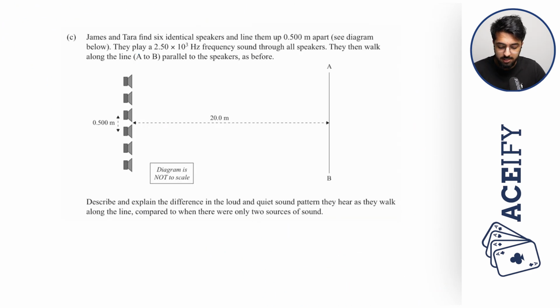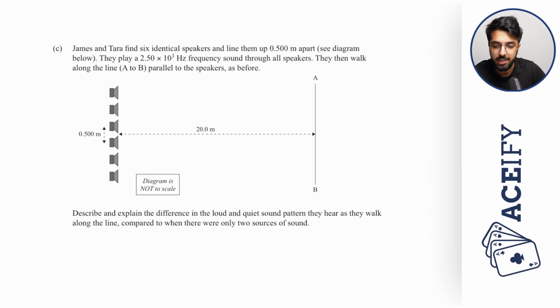James and Tara find 6 identical speakers and line them up 0.5 meters apart. They play a 2.5 times 10 to the 3 hertz frequency sound through all speakers. They then walk along the line A to B parallel to the speakers as before. Describe and explain the difference in the loud and quiet sound pattern they hear as they walk along the line compared to when there were only 2 sources of sound.